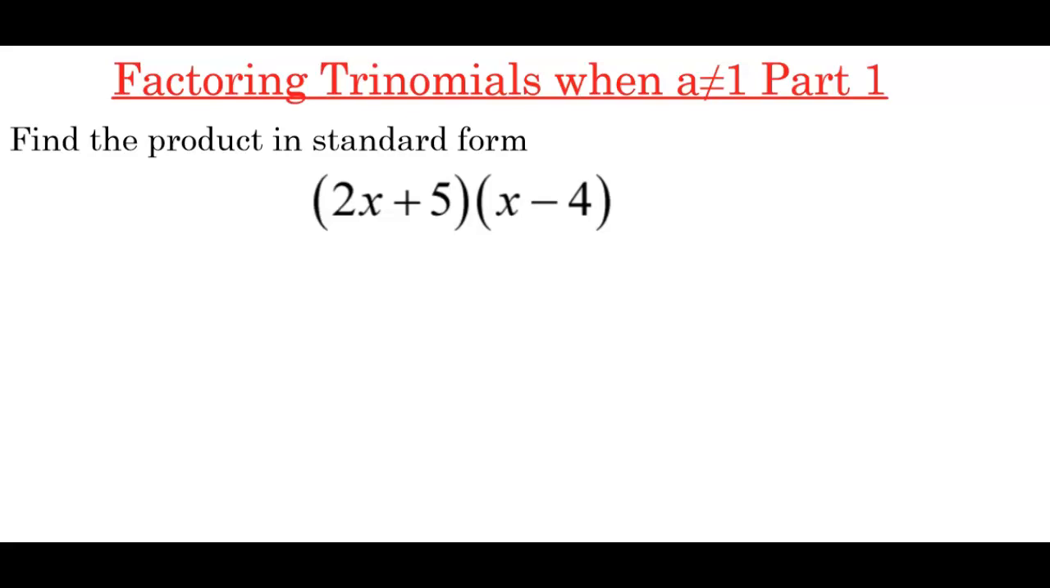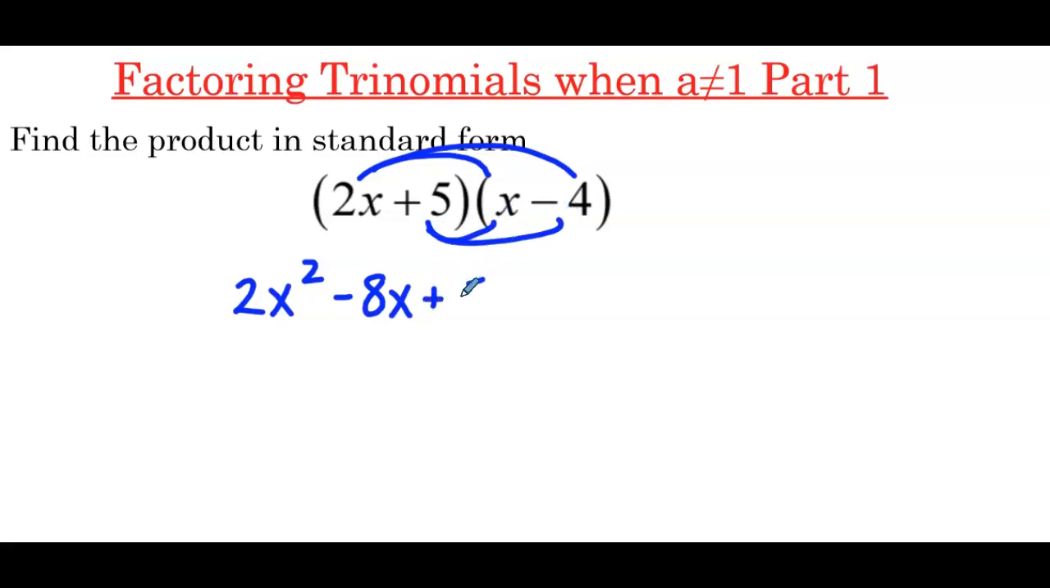Find the product in standard form of the quantity 2x plus 5 times the quantity x minus 4. We'll start by distributing the 2x to both terms. So we have 2x squared minus 8x, and then we'll distribute the positive 5, so plus 5x minus 20. Combining our like terms, we get 2x squared minus 3x minus 20.